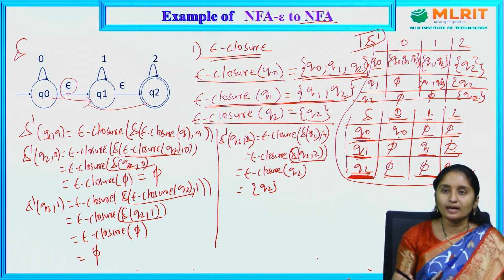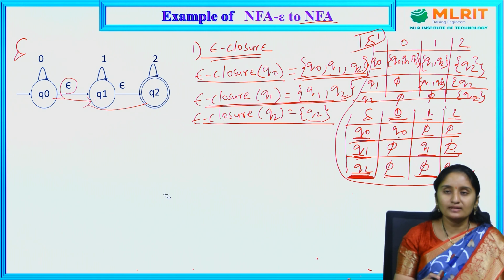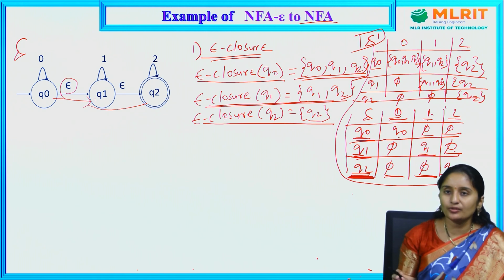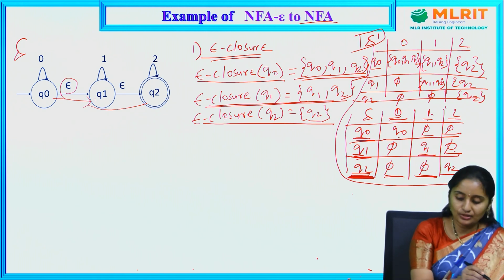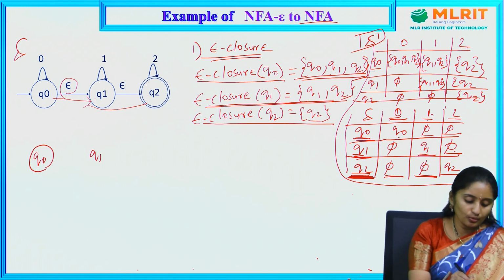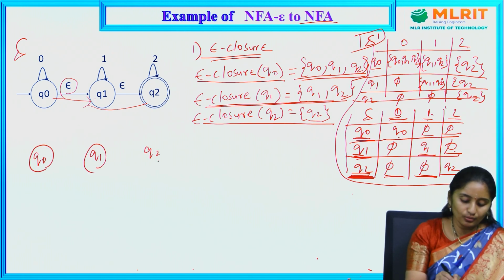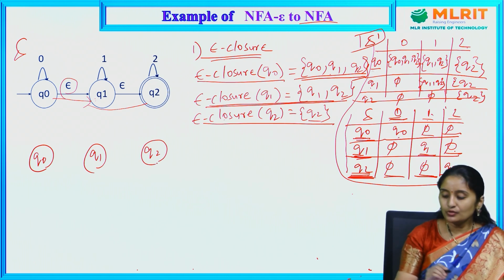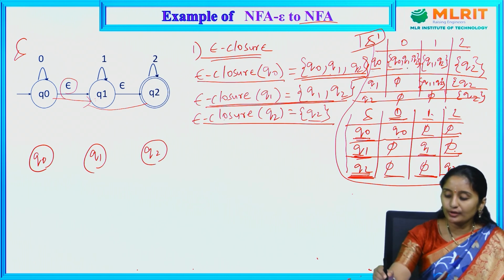Now we are going to construct an NFA diagram based on this delta dash transition function. What are the states I have? Q0, Q1 and Q2 are the 3 states I have. So Q0 on 0, where is it going?